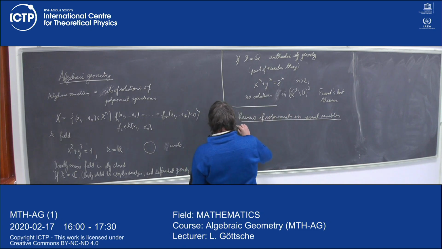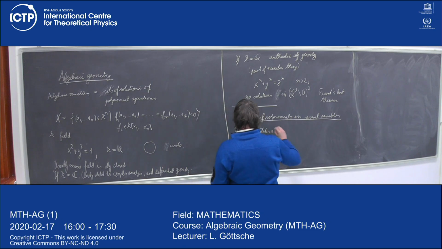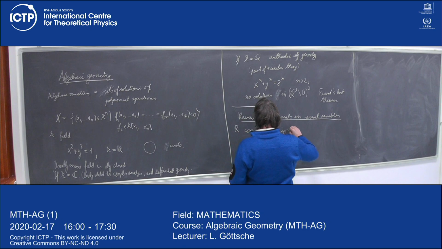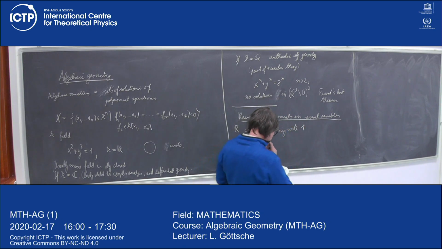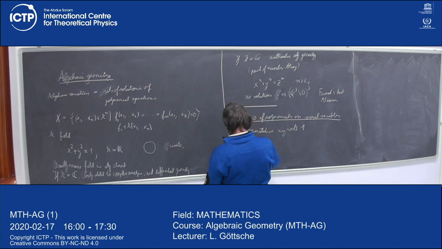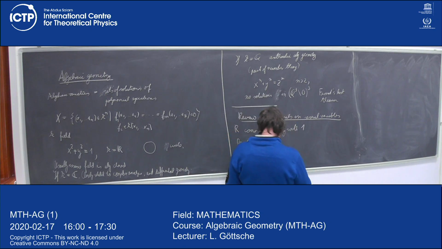Okay. We take a review of polynomials in one variable. So let R be a commutative ring with 1. Not to be very formal, we denote R[x], the polynomial ring with coefficients in R.